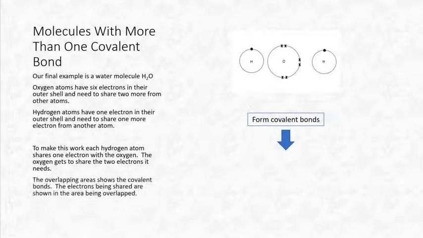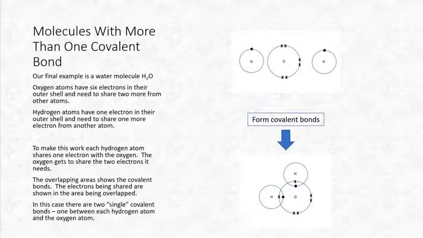And that will form 2 covalent bonds. We're going to have 2 overlapping areas showing the covalent bonds in this molecule. And again, the electrons are in the overlapping areas. So here between this oxygen and this hydrogen atom, we have this overlap with 2 electrons. And between the oxygen and this hydrogen atom, we have this overlap, another covalent bond with just 2 electrons. So we have 2 single covalent bonds in this molecule.